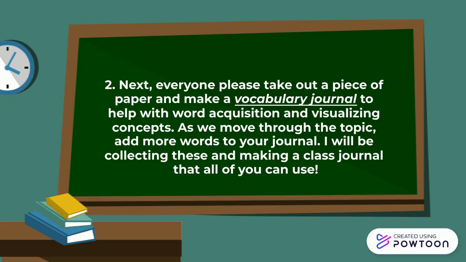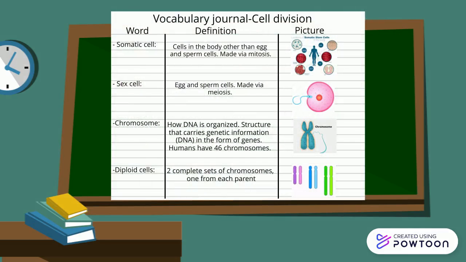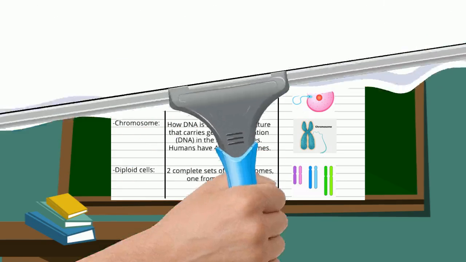This is to help you with word and vocabulary acquisition as well as visualize concepts. I will be collecting everyone's journals at the end of the topic to make a class vocabulary journal that all of you can use. Here is what your vocabulary journal can look like. There is a word column to put down the important words of the topic, the definition column, and then a picture column to help you visualize it. You can pause the video and copy this down, including the 4 examples I provided you. Throughout this topic, please add on to the list.